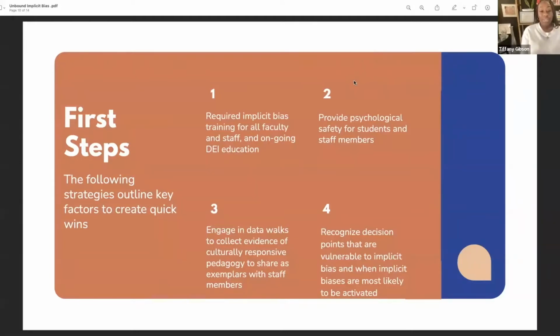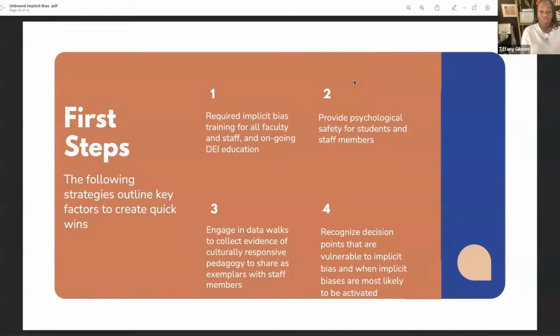You want to also engage in data walks with your peers to collect evidence of culturally responsive pedagogy and share exemplars with the staff to see what else is happening in the other departments and the other classes with other curriculum, and how can we integrate some of these stories and or evaluate and remediate what we have going on.